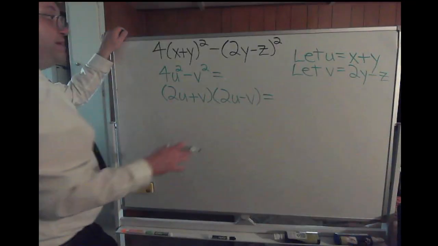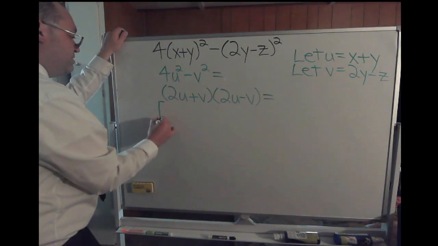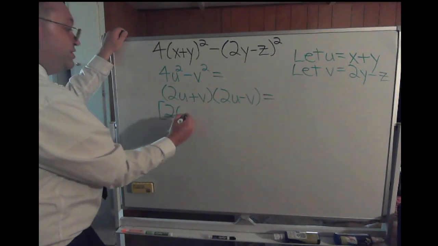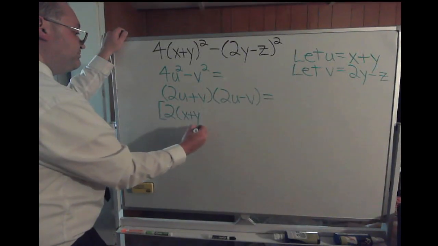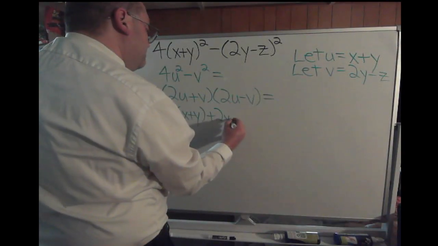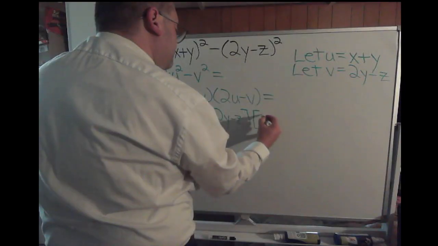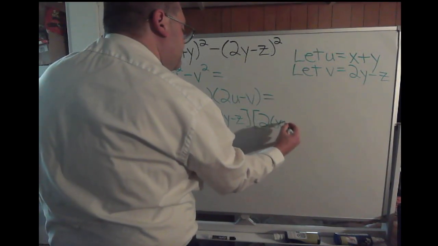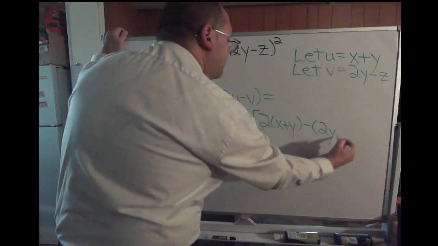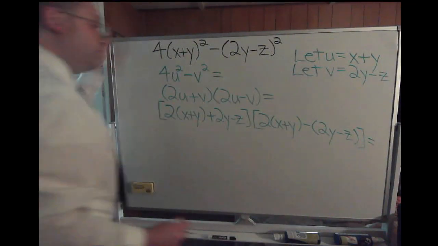So now we got to stick back in those values of u and v where they go. I'm going to make a bracket because we're going to have parentheses here. You'll take 2 times your u value, which was x plus y, plus your v, which was 2y minus z. Take that times the quantity of 2 times your x plus y, that was your u, minus your v, which was 2y minus z. Yes, this can get quite long.